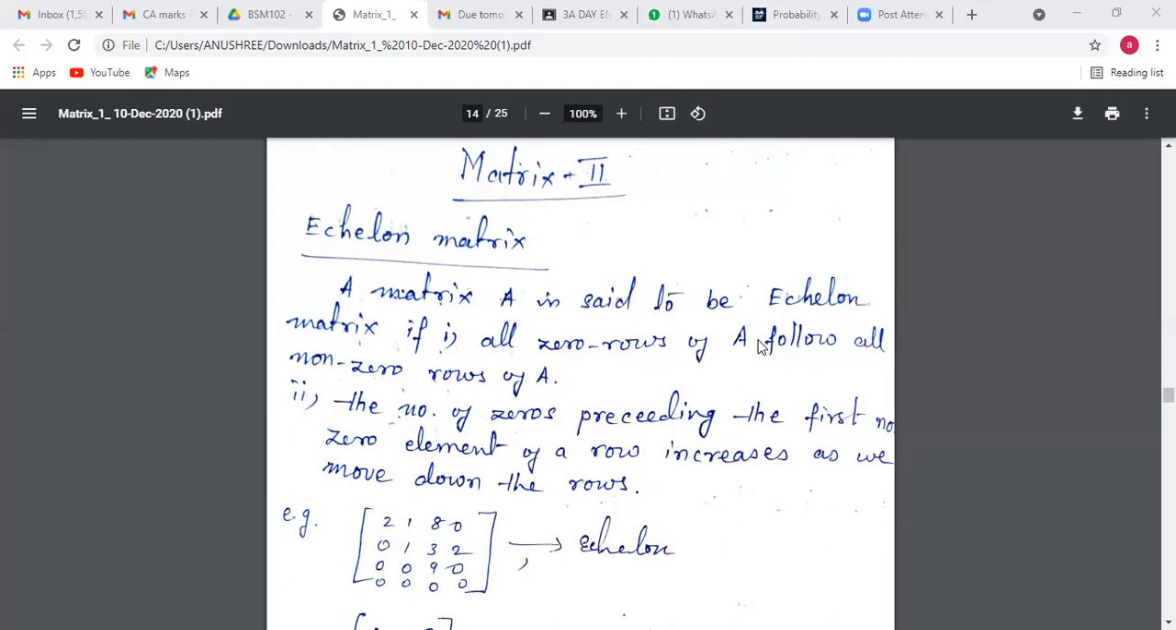What the first criterion says is that all 0 rows... What do we mean by 0 row? A 0 row means that in a matrix, if each element of a row is 0, then it is considered a 0 row. And if there is at least one non-zero element, then it is no longer a 0 row. So all 0 rows are followed by all non-zero rows. And what else is there? The number of zeros preceding the first non-zero element in a particular row increases as we move down the rows. Okay, so let us see, I am going to write a matrix on the whiteboard.